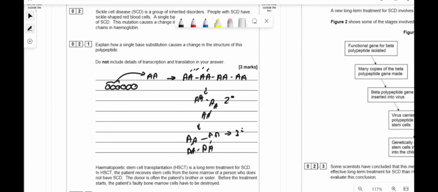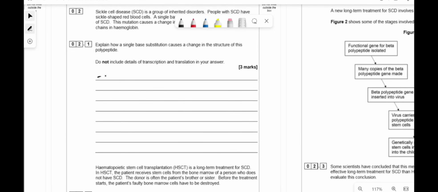As well as that, if you've got multiple polypeptide chains coming together, that's your quaternary structure. Now this question is asking, explain how a single base substitution causes a change. Well, amino acids are determined by the DNA sequence. So if I change one of these out for another, then the amino acid might change, which can then affect all the folding and coiling. So we need to talk about that.